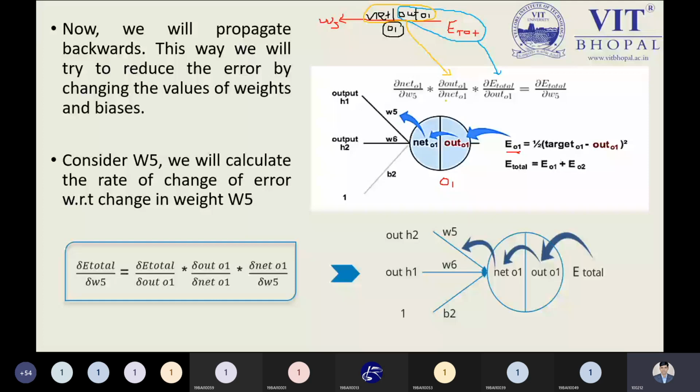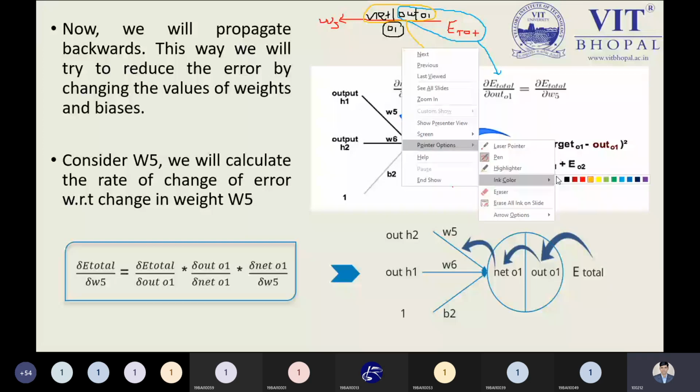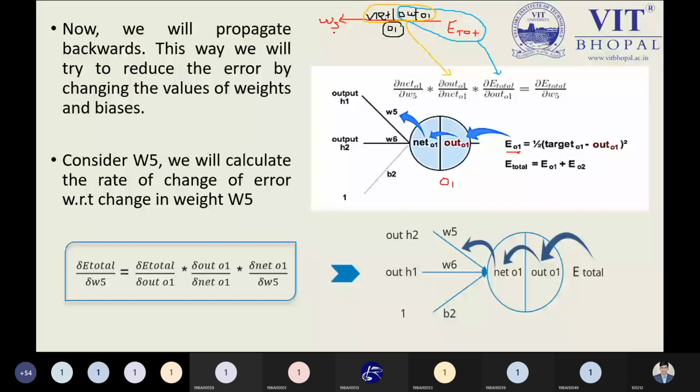Now you can understand this concept with the help of another arrow, net O1 and W5. The partial derivative of net O1 with respect to W5, we have this portion. Ultimately, if we use the chain rule, we get the partial derivative of E total with respect to W5. That is the formula generated over here. So now this is clear: how we are getting the formula and how we are applying the chain rule.